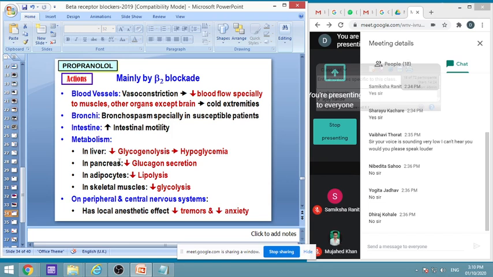Liver effect: decrease in glycogenolysis, therefore hypoglycemia. In the pancreas it causes decrease in glucagon secretion. Then in adipocytes it causes lipolysis. In skeletal muscle it causes decrease in glycolysis. So overall it causes a decrease in blood glucose level and hypoglycemia. On the peripheral CNS it causes a local anesthetic-like effect, it causes tremor, it causes anxiety.